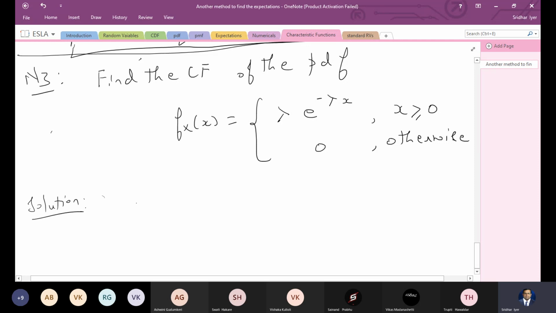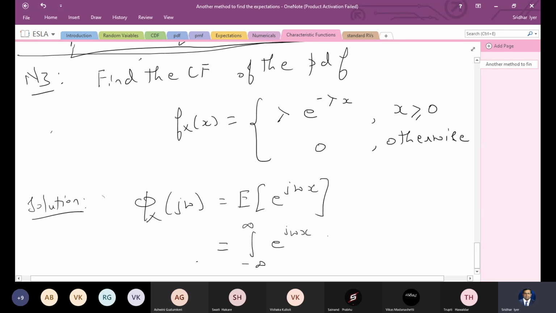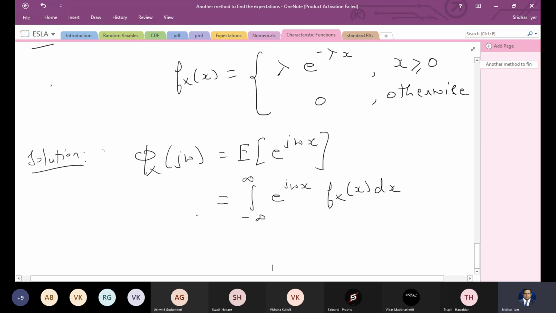So let me write the equation for the characteristic function, which is phi x of j omega, which is the expected value of e raised to j omega x. Let us rewrite this equation. It will be the integral from negative infinity to positive infinity of e raised to j omega x into fx of x dx. Right. So now I'm going to substitute the PDF value in that equation.